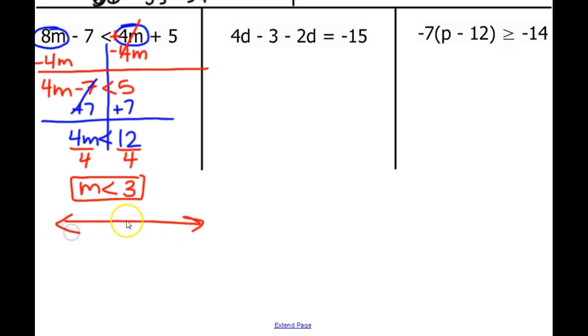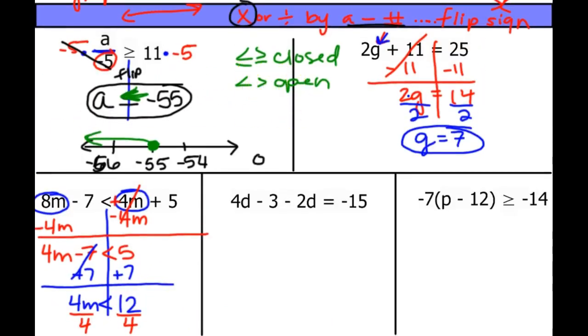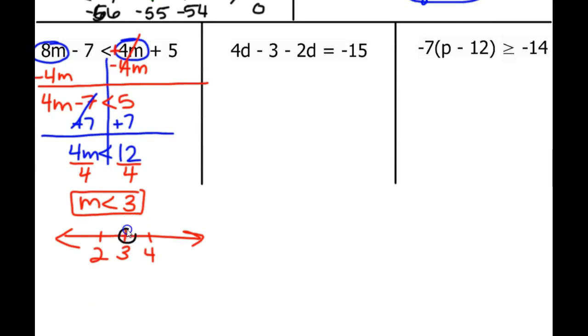And you do need to draw a short little number line and put 3 on it. 2, 3, 4. This one has an open circle because it's just less than or greater than. And like an L, less than 3 would be towards 2 or 1.